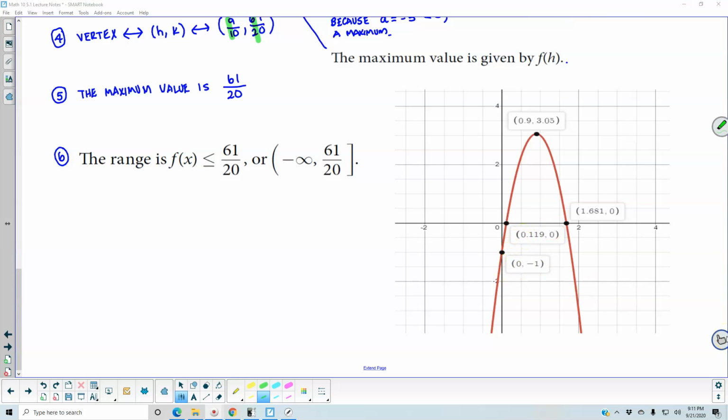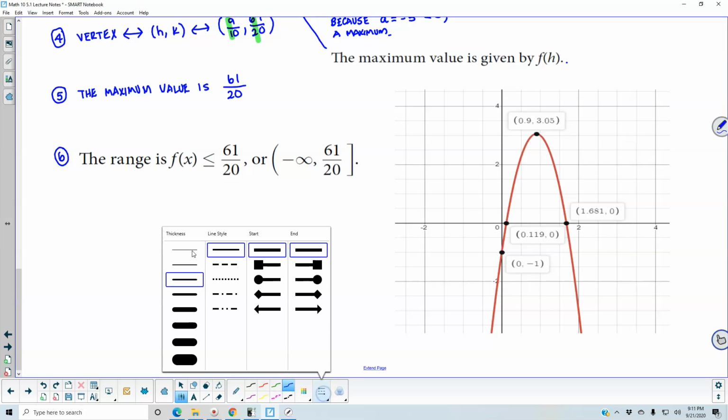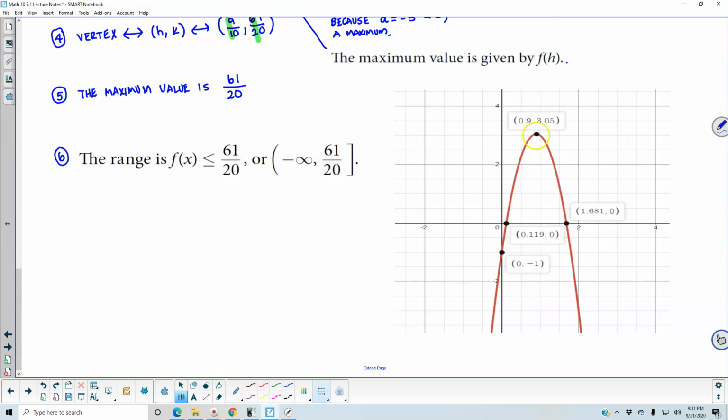And we have a y-intercept at 0, negative 1. Now, just to verify what our range is in this particular problem, you can see that the maximum occurs at 3.05. So there is the maximum with the bracket, and that's going all the way starting at negative infinity. And that's how we're getting the range here.